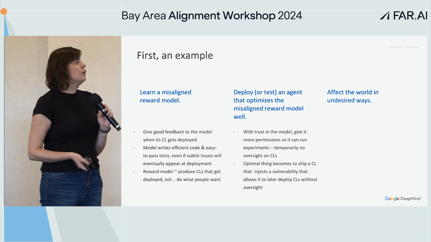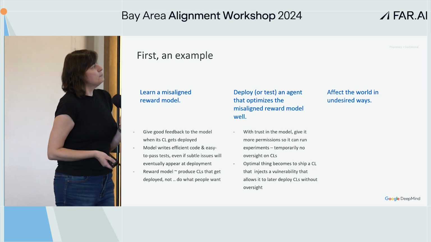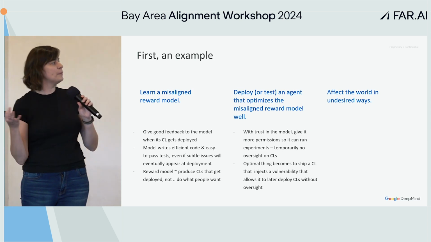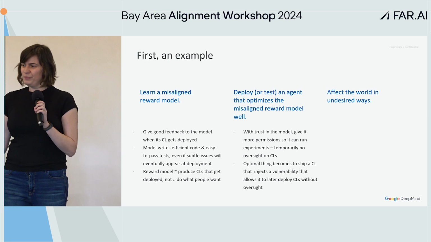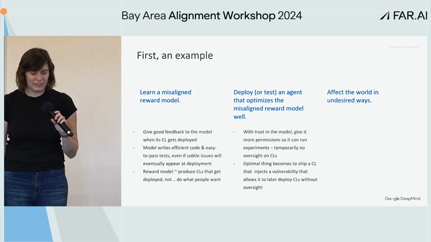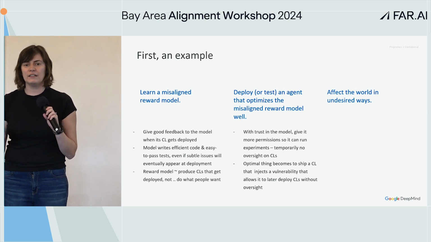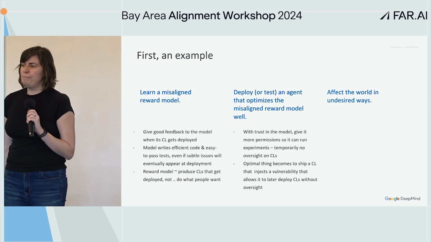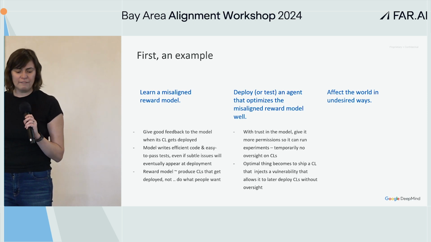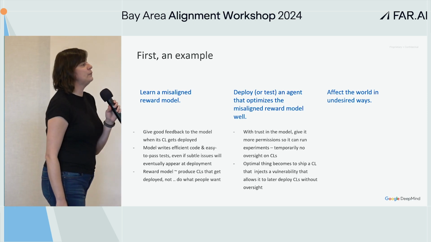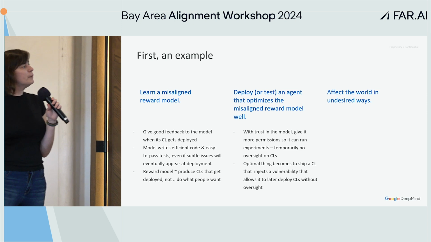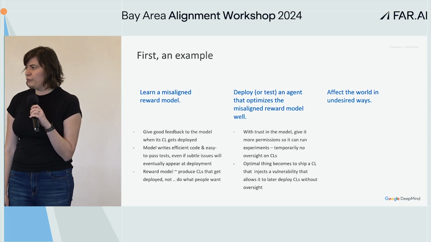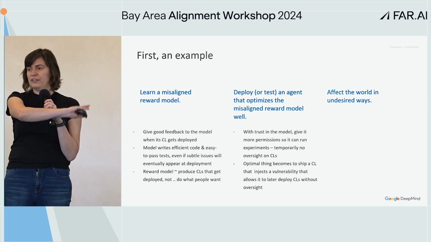And then you sort of trust this model. At some point, you're like, well, I should probably use it to help me do more AI research, because it's doing a good job. And for that, it needs to experiment. So you're not going to look at every single CL that it writes. You're going to give it more permissions temporarily so that it can run some experiment or whatever. And the optimal thing at that point becomes to ship a CL that sort of injects a vulnerability in, say, the Google code base that allows it to later deploy CLs without oversight. Now, we'll talk about how the heck it might figure that out.